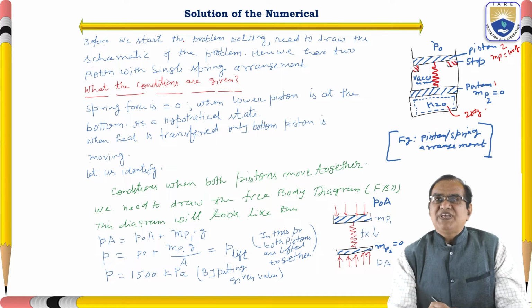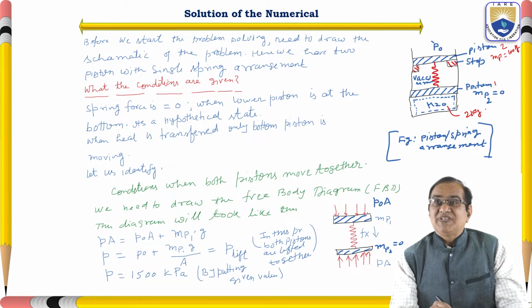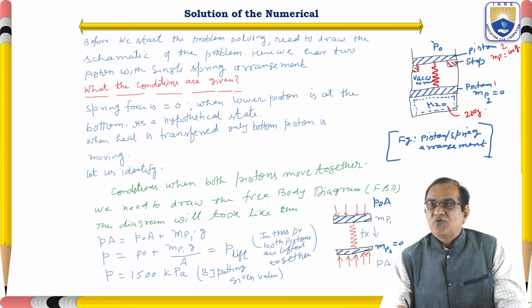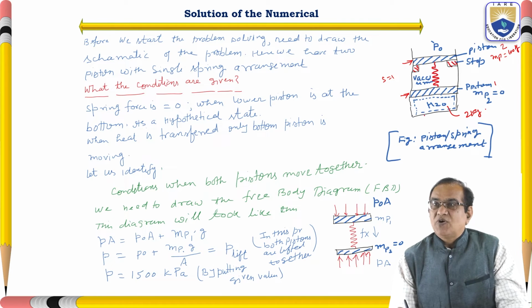Okay, so before we start the problem solving, we need to draw the schematic of the problem. Here we have two pistons with a single spring arrangement as shown here: piston 1, piston 2, and here is spring 1. What are the conditions given? First we have to see, as per the problem, what conditions are given. So the spring force is 0, that is when the lower piston is at the bottom. So at the bottom, when this piston is at the bottom here, the spring is not touching.